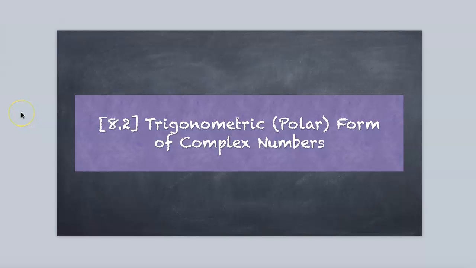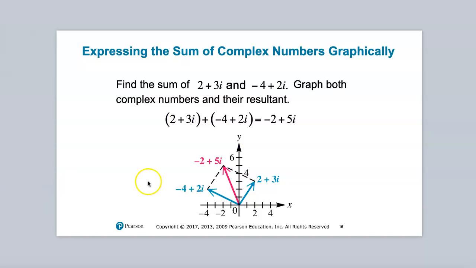In this lecture, we'll be looking at 8.2, trigonometric polar form of complex numbers. So trigonometric form and polar form are the same thing. First, we want to know, how do we graph complex numbers?